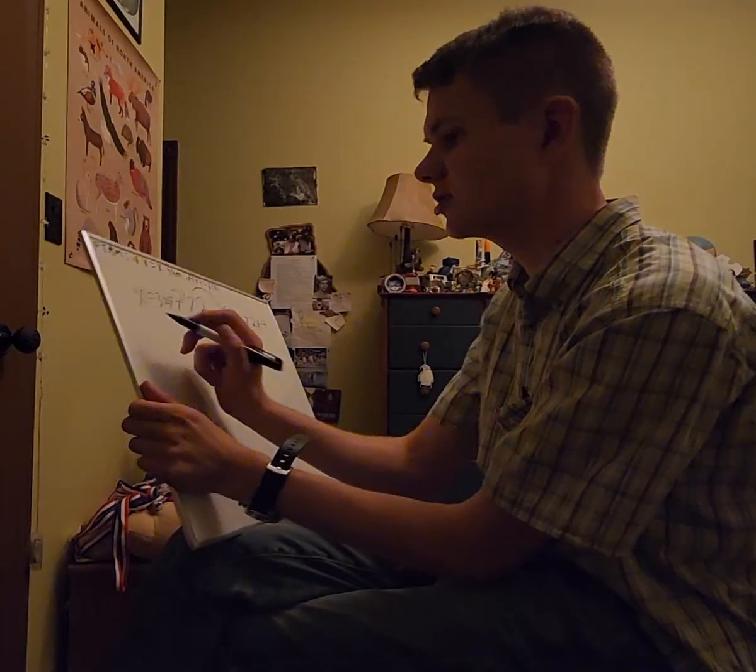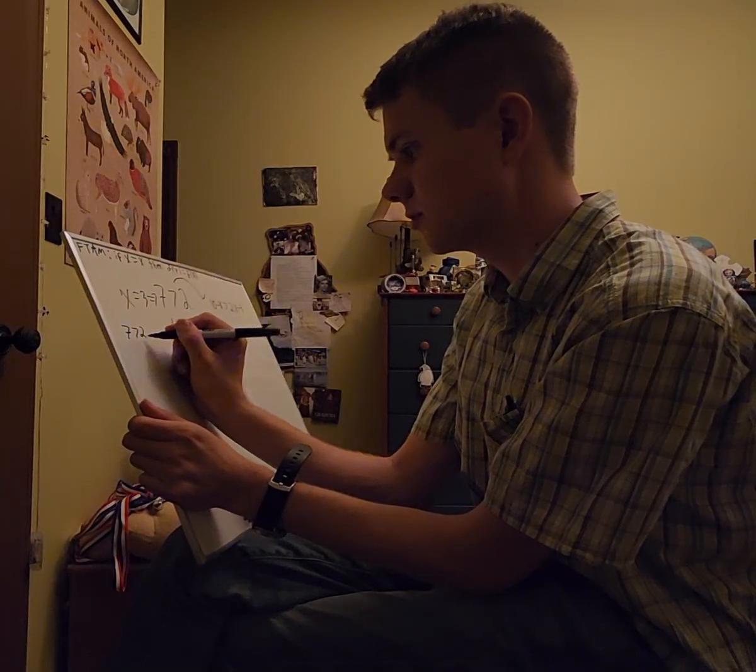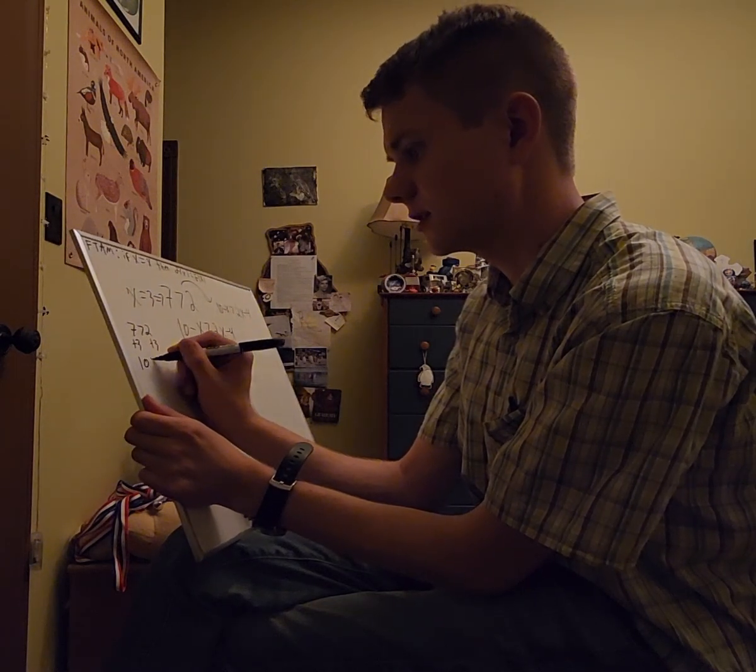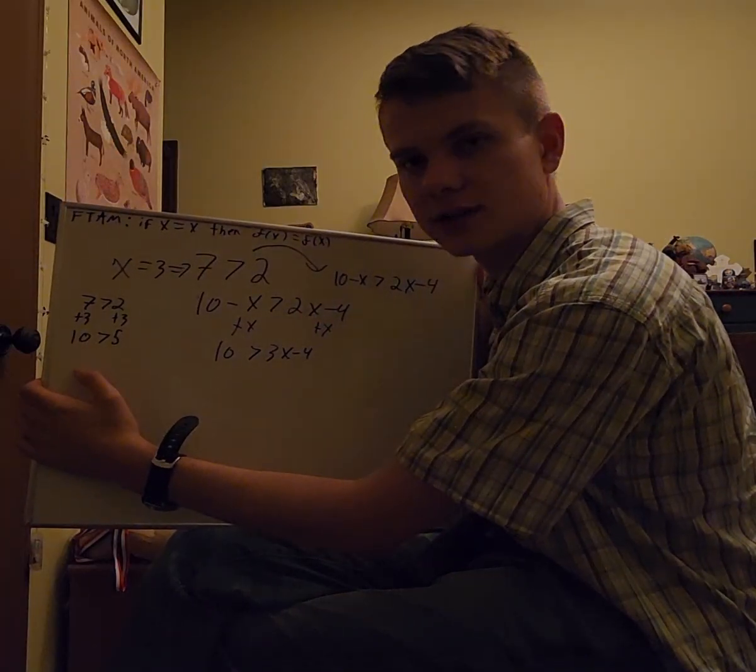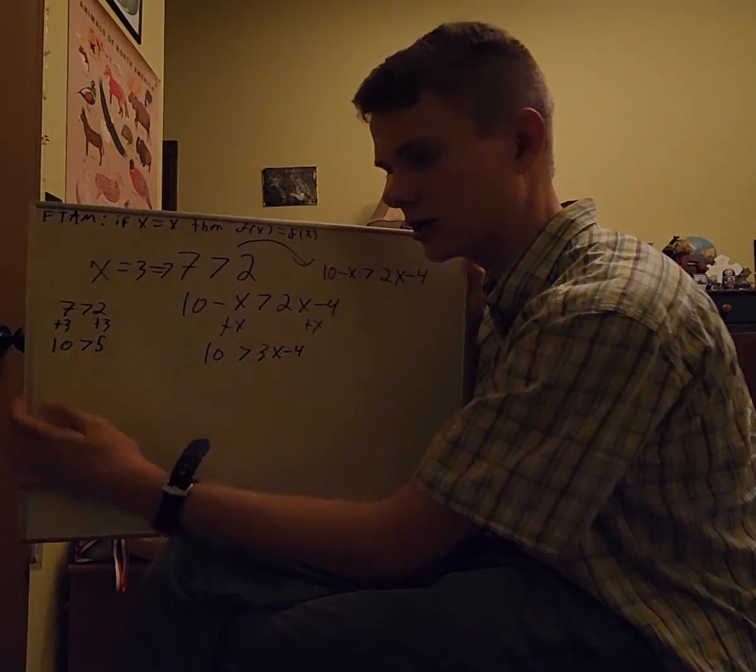Okay, so I'll actually do this over here too, just so it'll make more sense. So 7 is greater than 2, plus 3 plus 3. 10 is greater than 5. So this is actually what we're doing once we know what x is. Saying 10 is greater than 2, so 10 is greater than 5. Okay, cool.